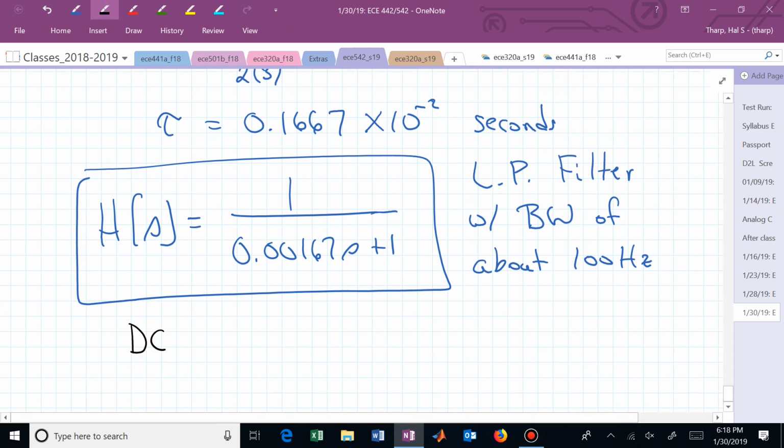What's the DC gain of that filter? If I put in a DC value of 5 and then I waited an infinitely long period of time, which is 5 tau, not very long, what would I see at the output of that filter? How does the DC gain adjust that input voltage of 5? Or how do I find the DC gain of a transfer function? Or even, does it exist?